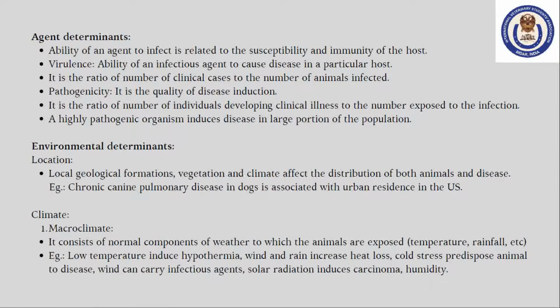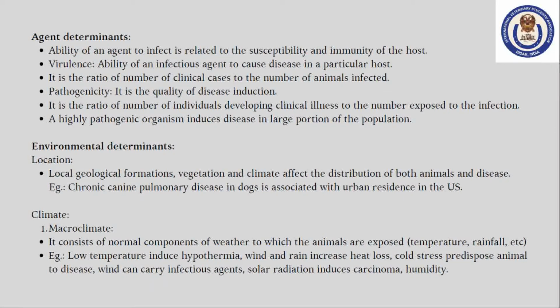A highly pathogenic organism induces disease in a large portion of the population. That is, if an organism is said to be highly pathogenic, then it means that it can cause disease or infection in larger portions of the population. Next are the environmental determinants. First is location. The local geological formations, vegetation, and climate can affect the distribution of both the animals and the diseases which are related to it.